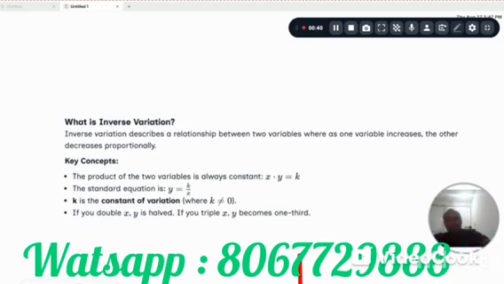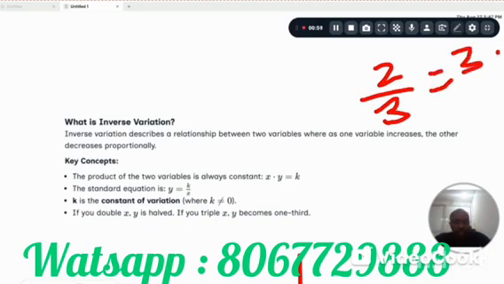Now, when we talk about inverse, so that we can understand the concept properly, if we are asked what is the inverse of 2 over 3, for instance, the inverse of 2 over 3 is 3 over 2. That is, we are turning 2 over 3 upside down.